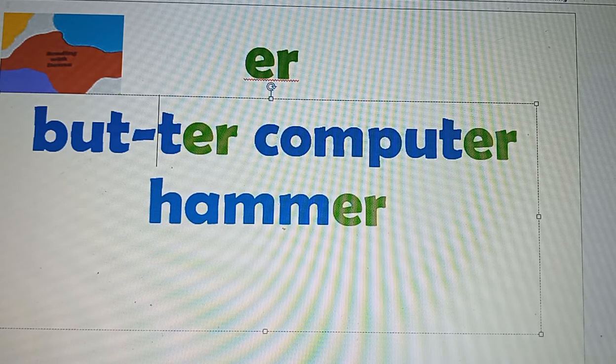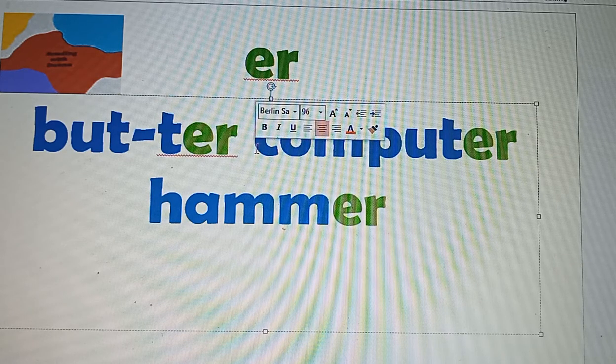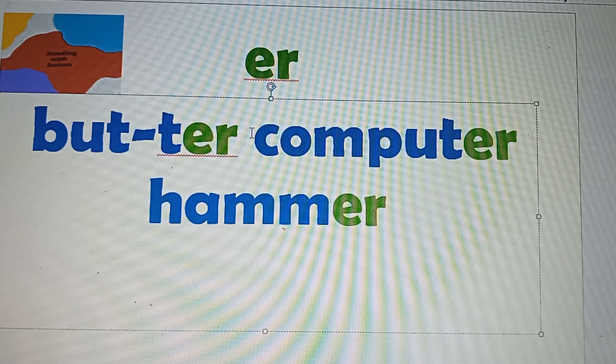Now we are moving on. But before we move on, what is that word? Butter. When we put it together, we get butter. Butter. All right. So the word is butter. Now we're going to move on to the next word right there.